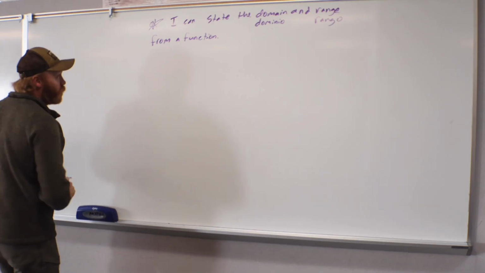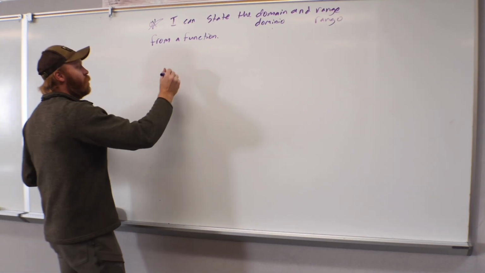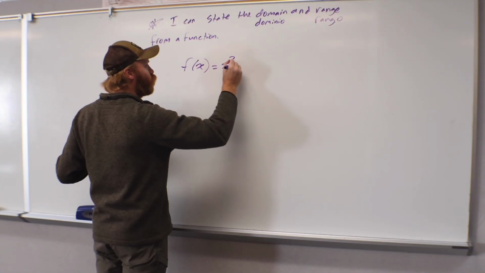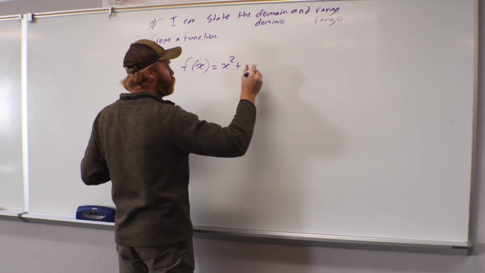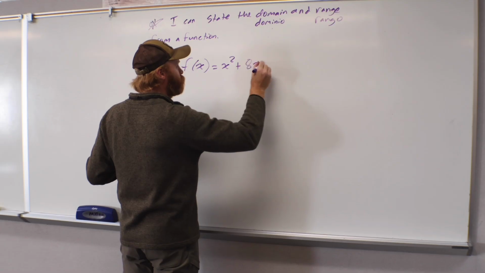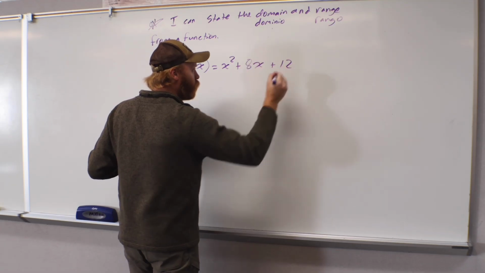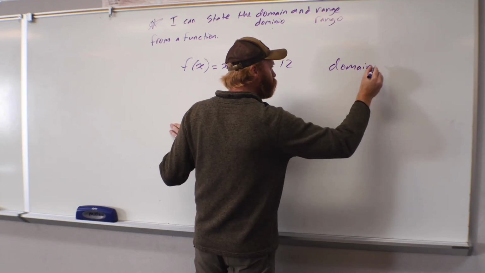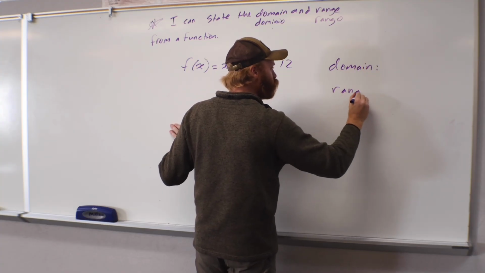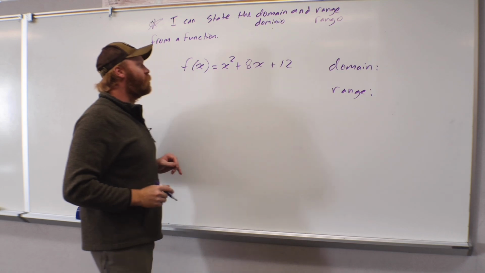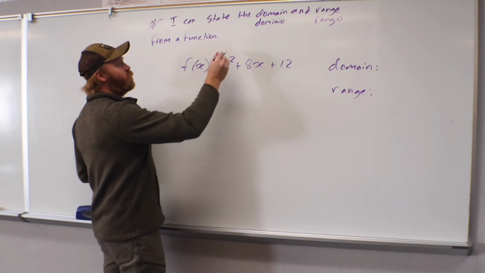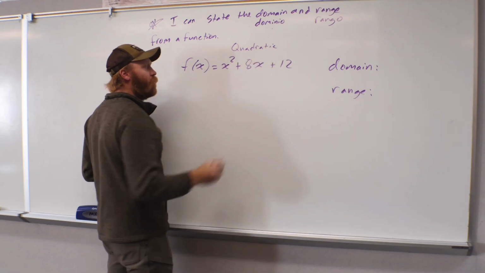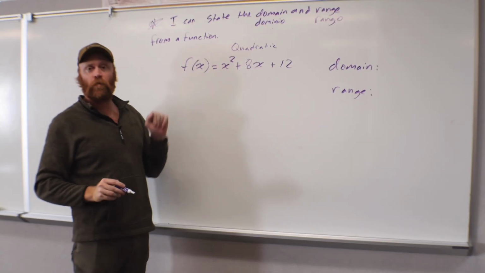So if we were given a function, something like, let's say, f of x equals x squared plus 8x plus 12, and we are asked for the domain and range. Okay. First thing, let's identify what kind of function this is. This is going to be a quadratic.